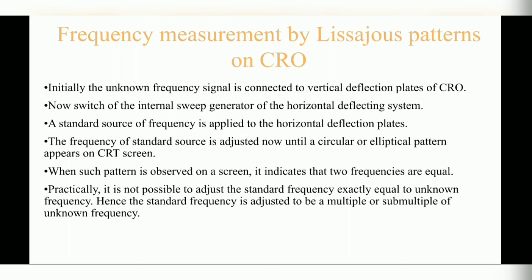Next is frequency measurement by Lissajous patterns on CRO. Initially the unknown frequency signal is connected to the vertical deflection plates of the CRO. Now switch off the internal sweep generator of the horizontal deflecting system. The standard source of frequency is applied to the horizontal deflection plates. The frequency of the standard source is adjusted now until a circular or elliptical pattern appears on the CRT screen.